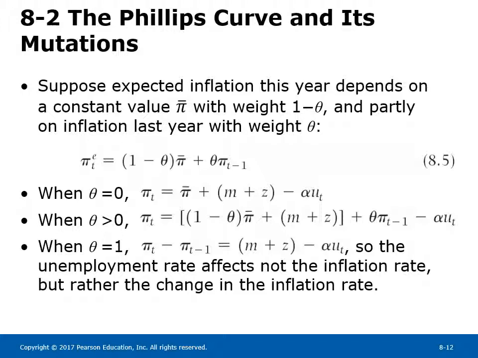When inflation expectations are such that inflation this year is expected to be equal to inflation last year, then the unemployment rate affects not the inflation rate but rather the change in the inflation rate. This was true in the 1970s when inflation kept rising and people started to believe inflation in each year was going to be positive.